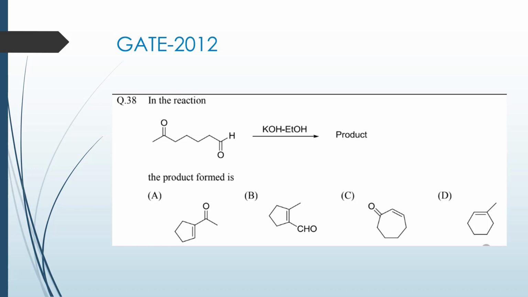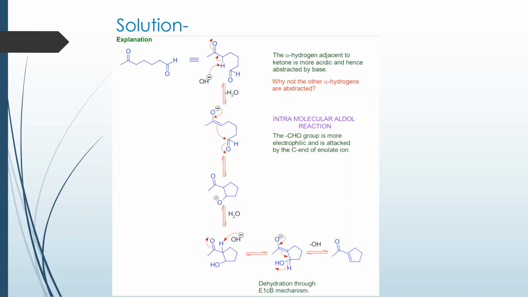Now this is the third question. This is from GATE 2012. The question is, in the reaction of this aldehyde molecule with KOH, with EtOH acting as a base, which product is obtained? You are given the options for the product. So here this A is the answer. How this A is formed by this reaction, we'll see in the next slide. This is the solution: this is the aldehyde which is given in this question.